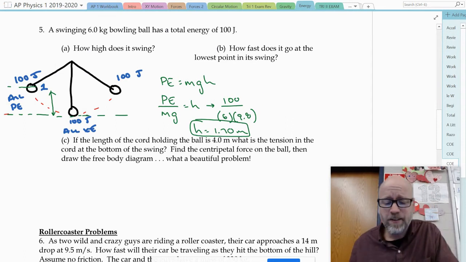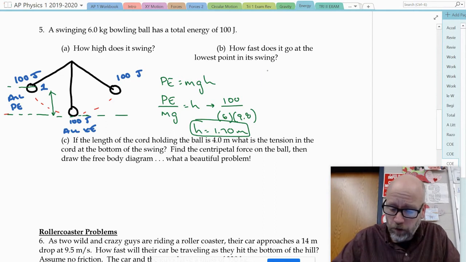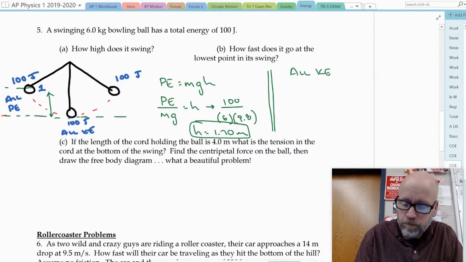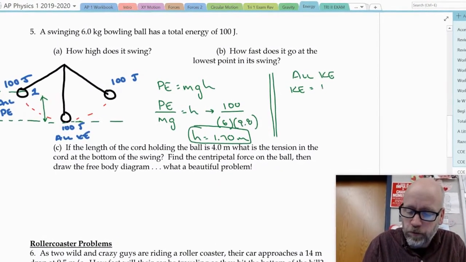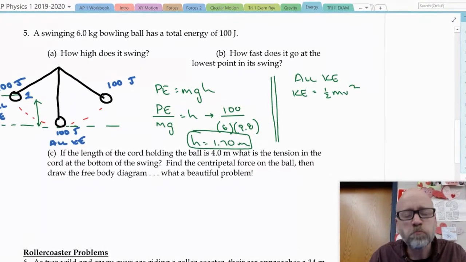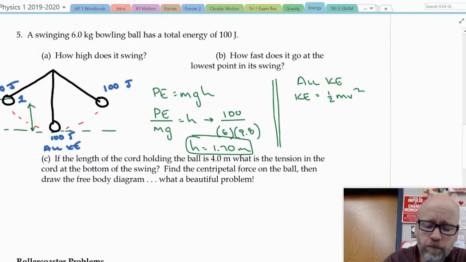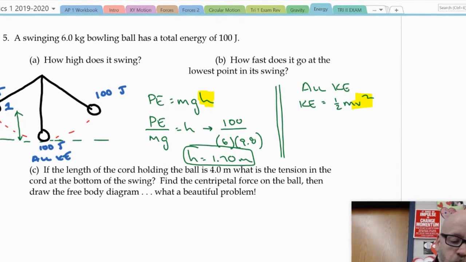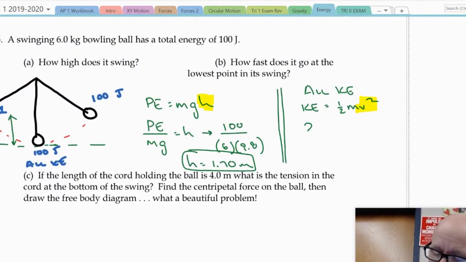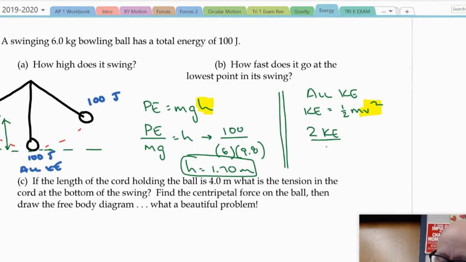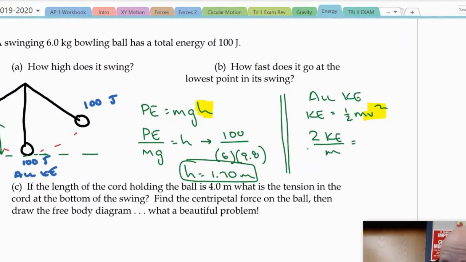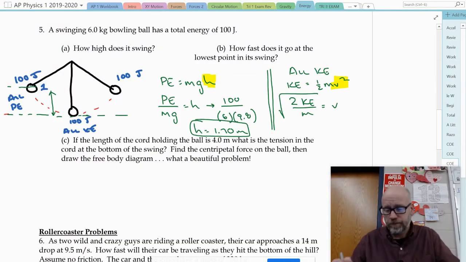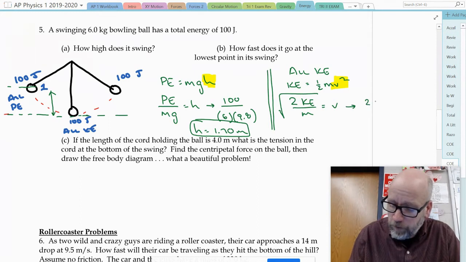Now, how fast does it go at the lowest point of the swing? Well, at the lowest point of the swing, it's going to be all kinetic energy. So a kinetic energy equal to 1/2 mv squared. What are we solving for? Yeah, we're solving for v, aren't we? Just like over here, we were solving for h. So do a little bit of math. Twice the kinetic energy divided by the mass equals v squared. You guys are advanced, so I'm going to take that square root right there. Let's plug in our numbers.